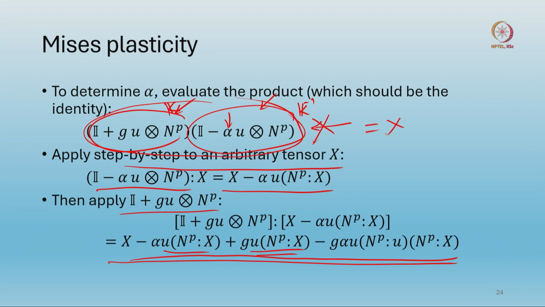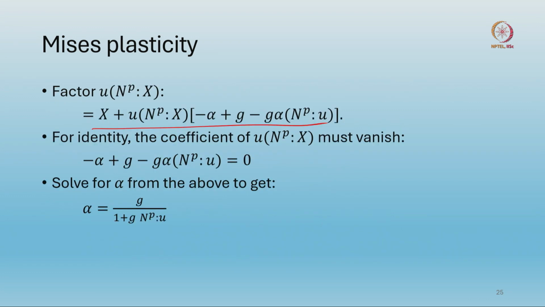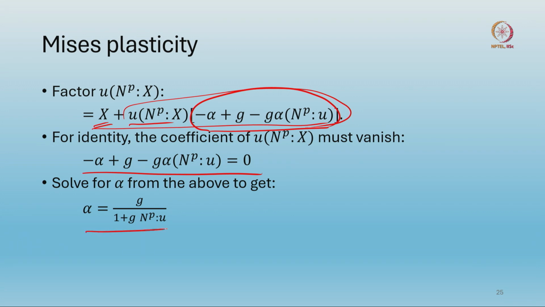Therefore, we can say that the other things you are getting other than x in the process, this whole thing, has to be equal to 0. Because U is not 0, it is a fixed tensor, this factor has to be equal to 0, and this is exactly what we have written here. Now we can actually solve for alpha from here. It is a simple solution.